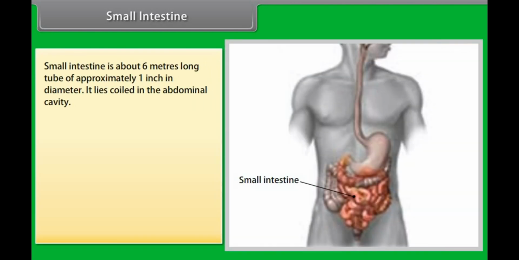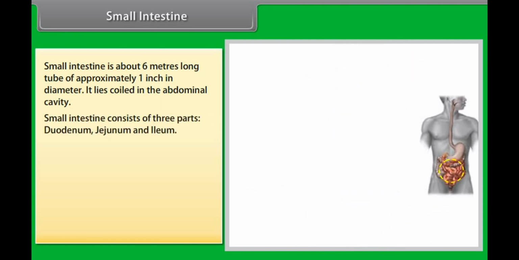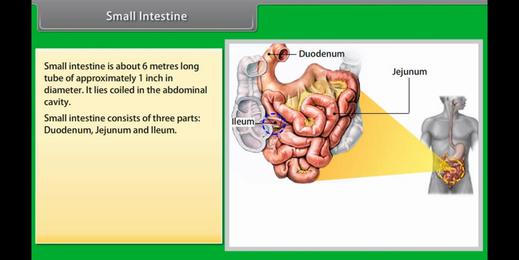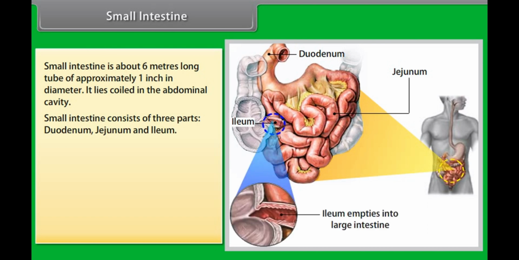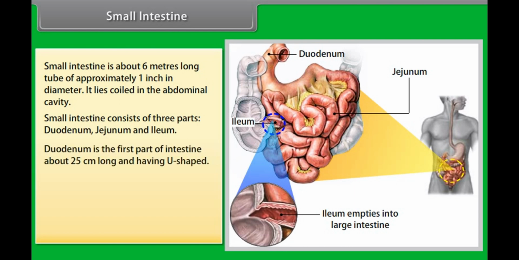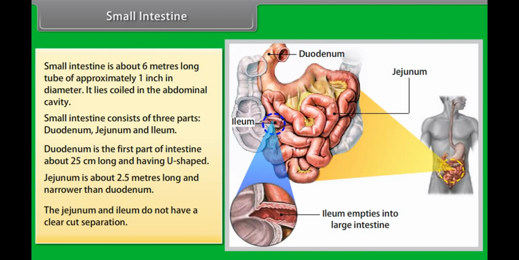Small intestine. The small intestine is about 6 meters long, a tube of approximately 1 inch in diameter. It lies coiled in the abdominal cavity. The small intestine consists of 3 parts: duodenum, jejunum and ileum. The duodenum is the first part of the intestine, about 25 centimeters long and U-shaped. The jejunum is about 2.5 meters long and narrower than the duodenum. The jejunum and ileum do not have a clear-cut separation.